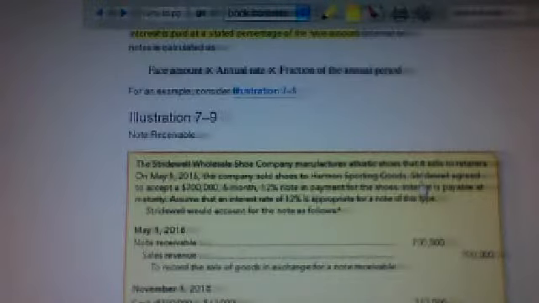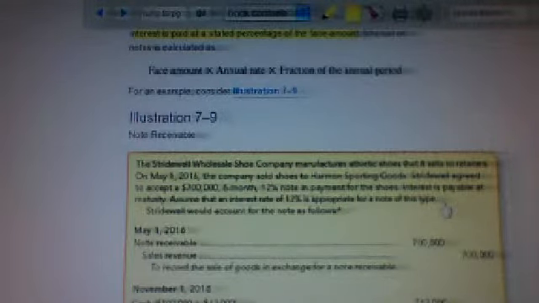Our illustration works with Stridewell Wholesale Shoe Company. They manufacture and sell shoes to retailers. And on May 1st, 2016, the company sold shoes to Harmon Sporting Goods, and Stridewell agreed to accept as initial exchange for the shoes a $700,000 note, 6-month note, 12% interest, and the interest is payable at the maturity after the 6 months. We're going to assume that the interest rate of 12% is appropriate for a note of this type, so that would be at fair value.